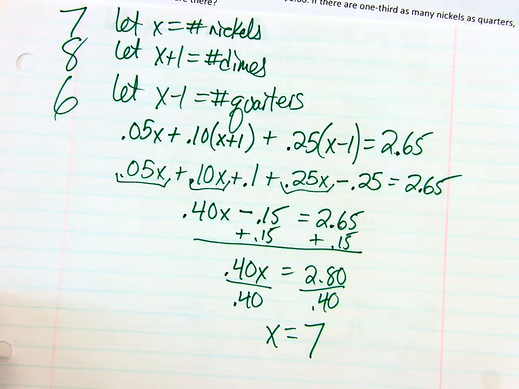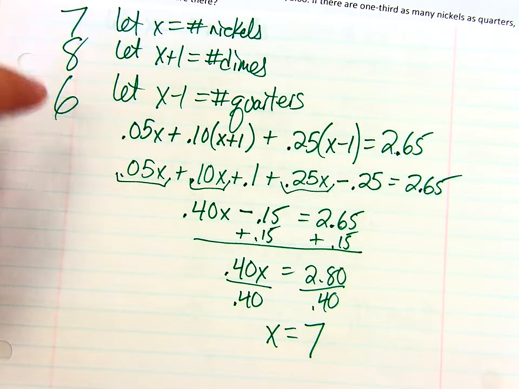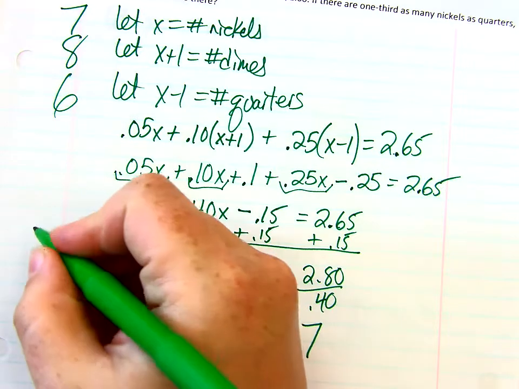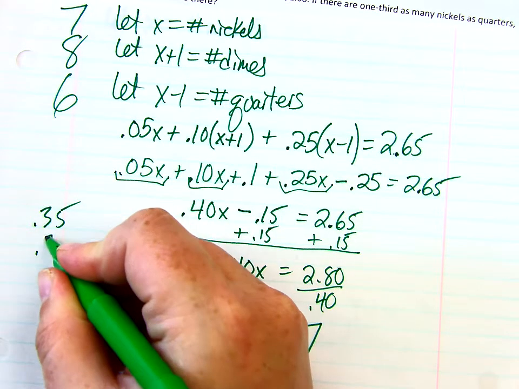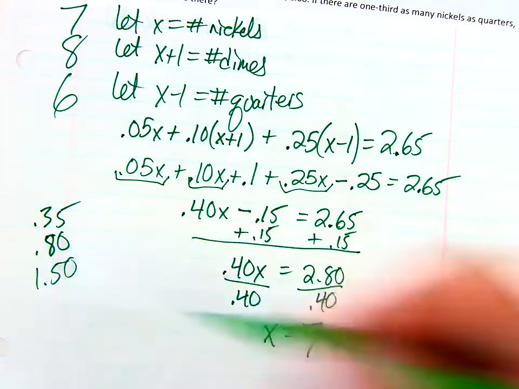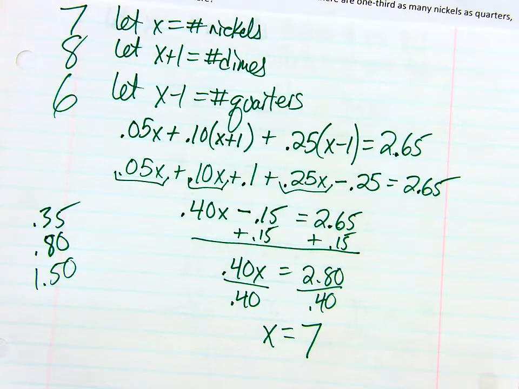Guys, when you go to take the test, there is no reason why you shouldn't actually check that. If you really had 7 nickels and 8 dimes and 6 quarters, figure out how much that would be. Add it all together, and it should get you to 265. Real quick, if you have 7 nickels, how much money is that? 35 cents. What's 8 dimes? 80 cents. And 6 quarters is $1.50. So add those 3, check. Is it really $2.65 like we think it's supposed to be? Yes, good.